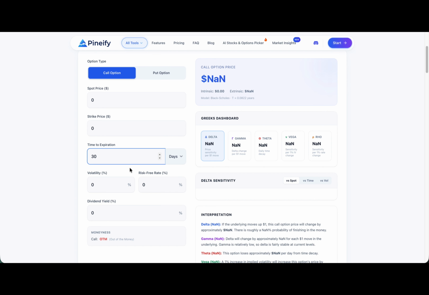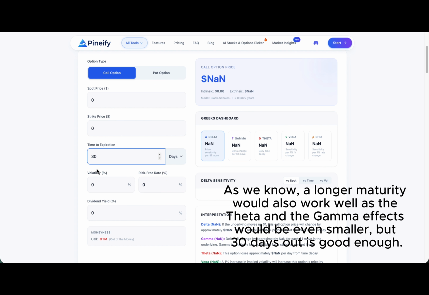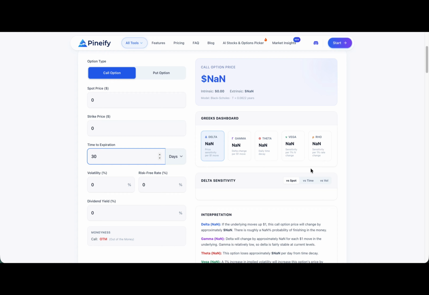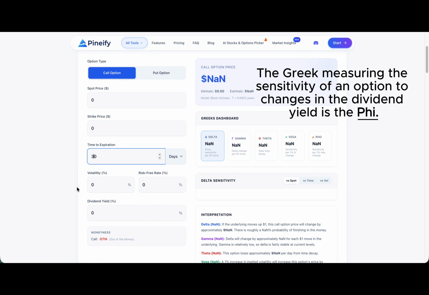And so in order to get these effects of the gamma and the theta minimized as much as possible, we need to use a relatively longer maturity, and 30 days out is relatively enough, because we also want the effect of the rho not to be present or to be minimized. We are going to use a risk-free rate of 0, and we're not going to use any dividend yield because it doesn't really matter at this point.